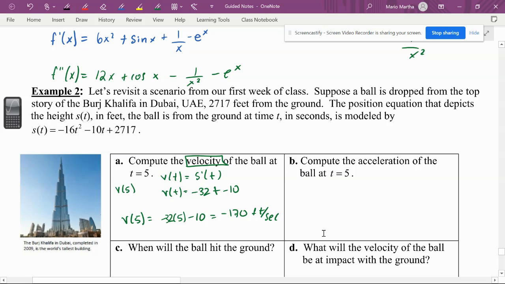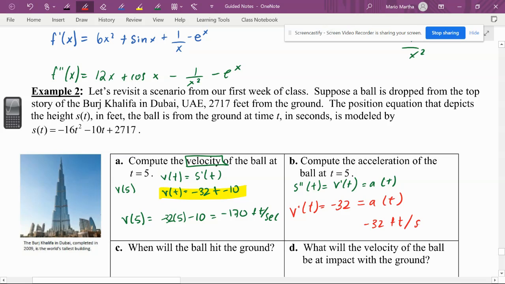All right, so now let's look at part B, which says compute the acceleration of the ball at t equals 5. So the acceleration would be the second derivative of position, or the first derivative of velocity, that would give us a of t. So to do that, we just take the derivative of this one, which we already had. So that would be v prime of t equals just negative 32, which would be our a of t. And in this case, we can say that the ball is accelerating at a rate of negative 32 feet per second squared.